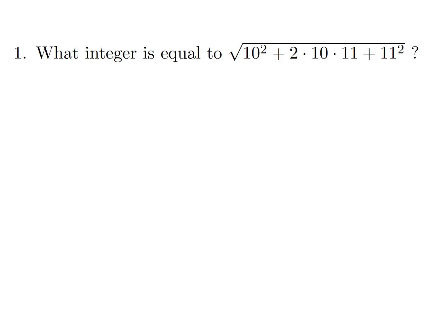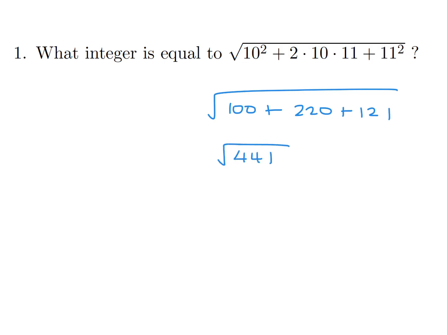What integer is equal to the square root of 10 squared plus 2 times 10 times 11 plus 11 squared? 10 squared is 100, and then 2 times 10 is 20, times 11, I believe, would be 220. And then 11 squared is 121, all under the square root sign. And then this is 441, and then the square root of 441 is 21.